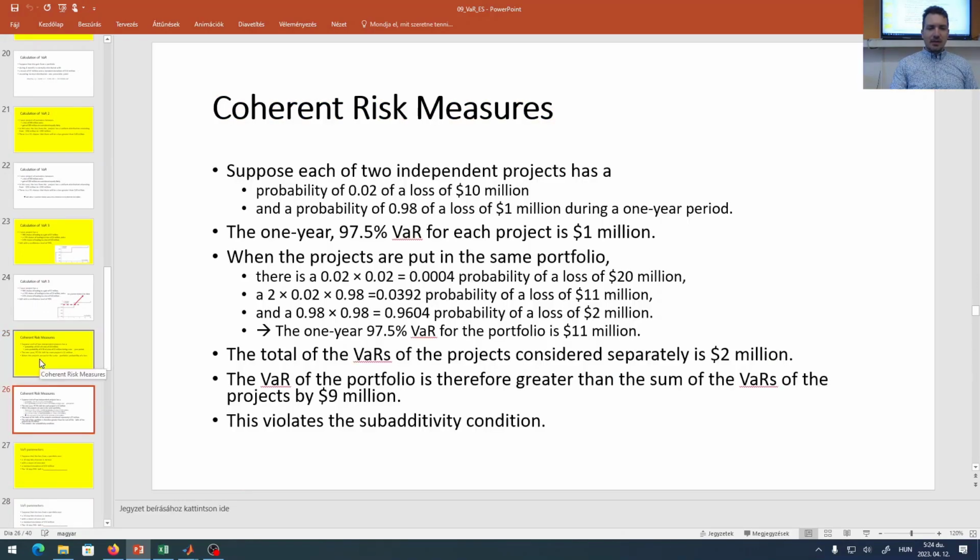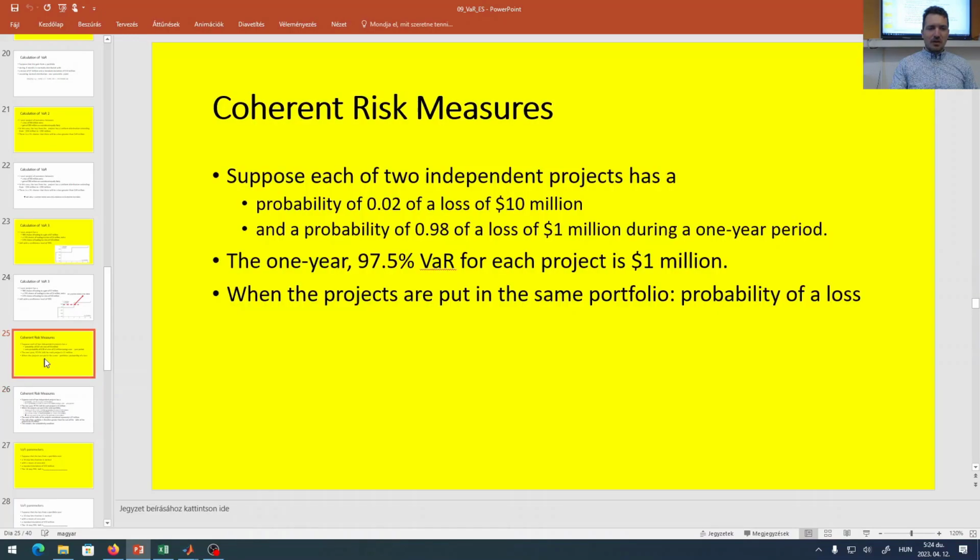Yeah, here we have some calculations at least. So, coherent risk measures. Suppose each of two independent projects has a probability of 2% for a loss of 10 million and a probability of 98% of a loss of 1 million. The 1 year, 97.5% VaR for each project is 1 million.